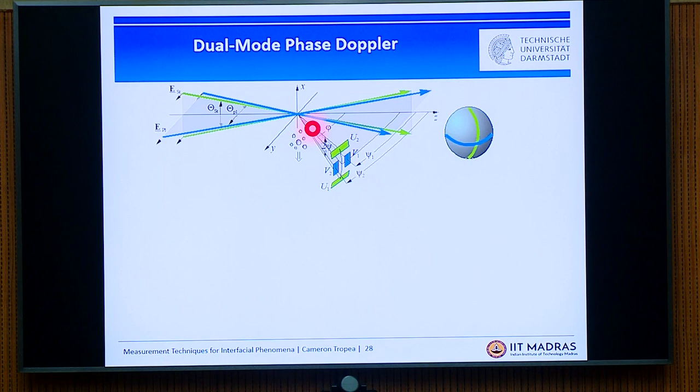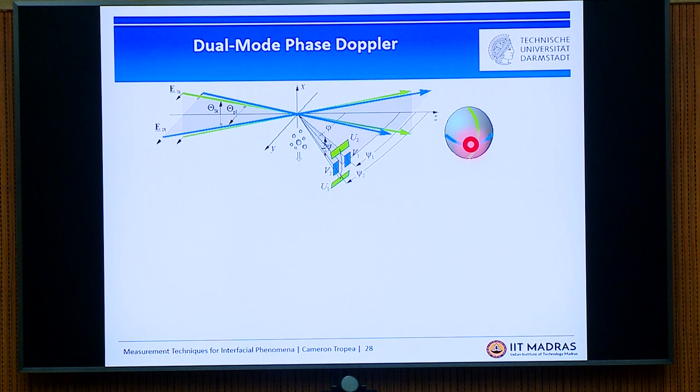Essentially, what you're doing is with the normal one, you're measuring on this meridian two glare points, and in the planar mode, you're measuring two glare points on this meridian or on this equator. So you're actually measuring the size of the particle based on this meridian and the size of the particle based on this equator, and if they're the same, then it's spherical. So this is also a spherical check.